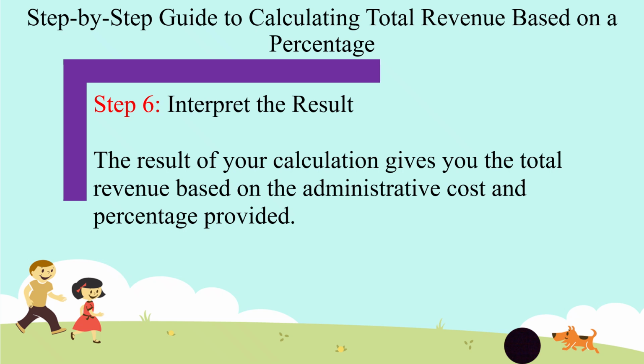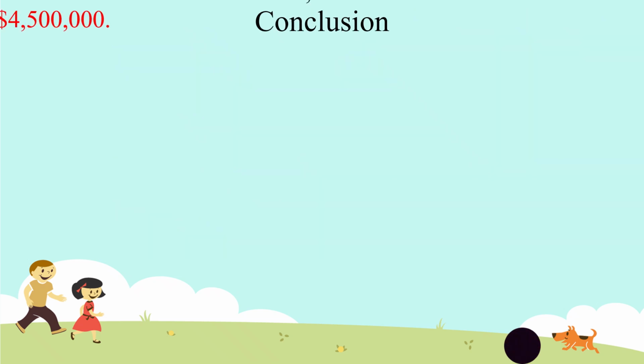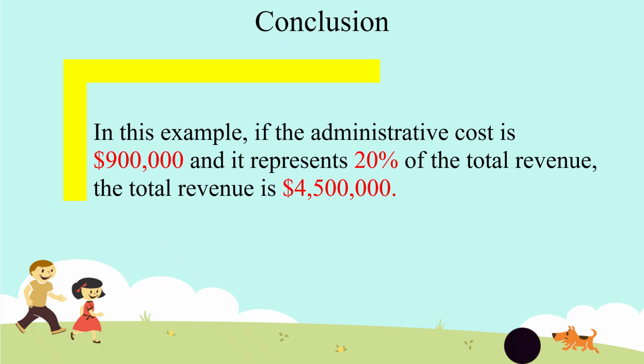Step 6. Interpret the result. The result of your calculation gives you the total revenue based on the administrative cost and percentage provided. In conclusion, in this example, if the administrative cost is 900,000 and it represents 20% of the total revenue, the total revenue is 4,500,000.